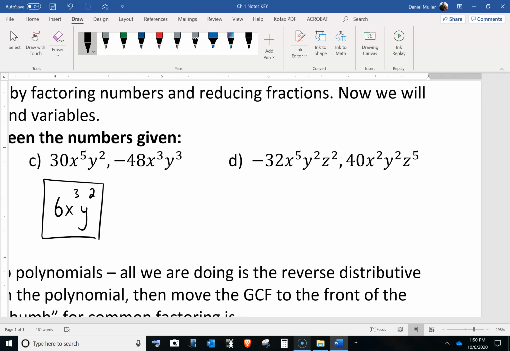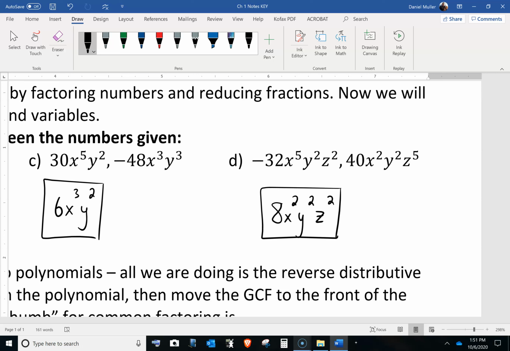32 and 40, again, you can do the tree, but I know that 8 is it. So 8 would be the greatest number that they can both be divided by. x5, x2. x2 is the smallest between both of them, so they both have an x2. y2 and y2, they both have a y2 that can come out. And z2, z5, so a z squared is the smallest between them, so they both can have a z squared come out.